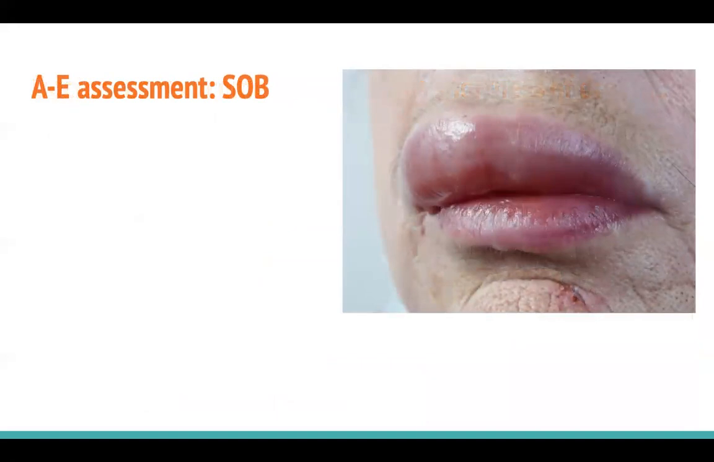So let's start off with an A to E assessment. How would you assess a patient who's short of breath? First, we have A, airway. What you want to do is look for evidence of angioedema. So is there any tongue swelling or lip swelling, as you can see in this picture? This would mean the patient might have underlying anaphylaxis, secondary to a recent drug infusion, perhaps.